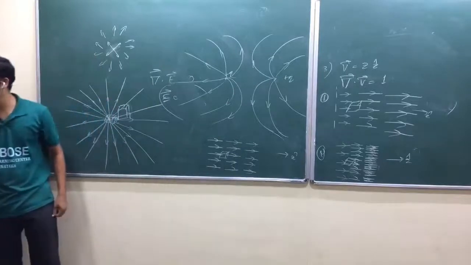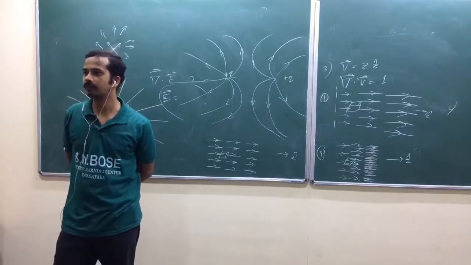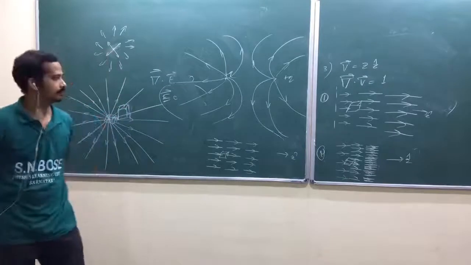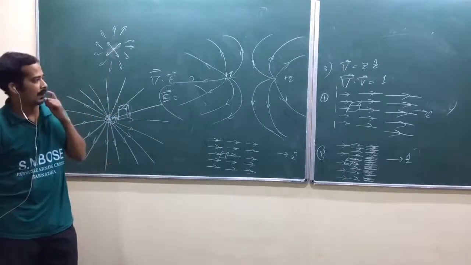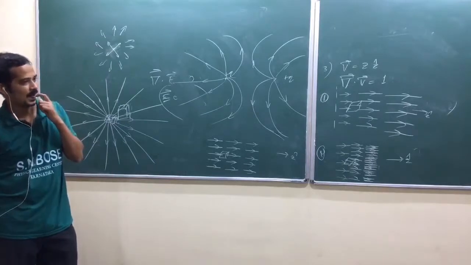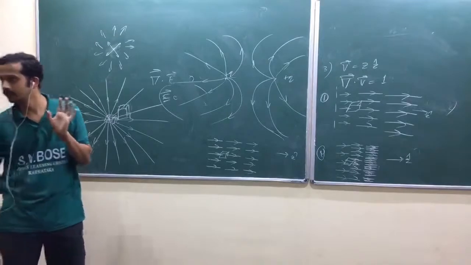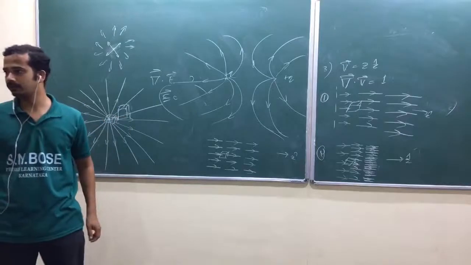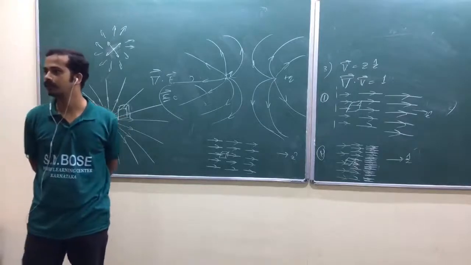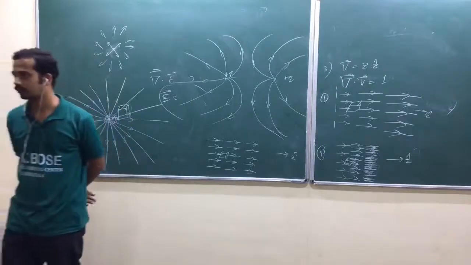They will start from the positive charge, they will end at infinity only. They will never end in midair. No, divergence 0 doesn't mean that the field is 0. Is that okay? Divergence 0 doesn't mean that the field is 0. Divergence 0 means there is no source of the vector field at that point. That's why I want to interpret.